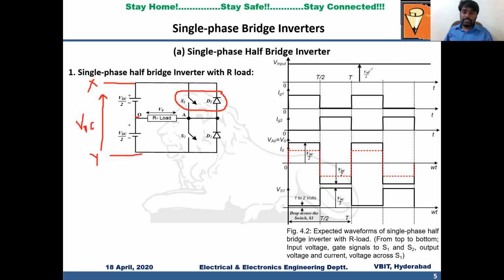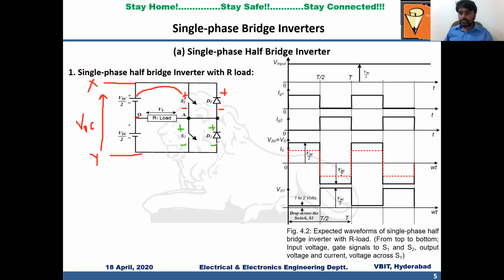The input voltage is VDC by 2 here. If you see the voltage across this battery and the voltage across this battery, it is VDC by 2. But if you see the voltage across the terminals X and Y, it will be VDC. Now this positive is connected here, and this negative may be connected here. Similarly, positive is connected here and negative is connected here. So if you see the bottom pair, S2 and D2, negative is connected here, positive is connected here.